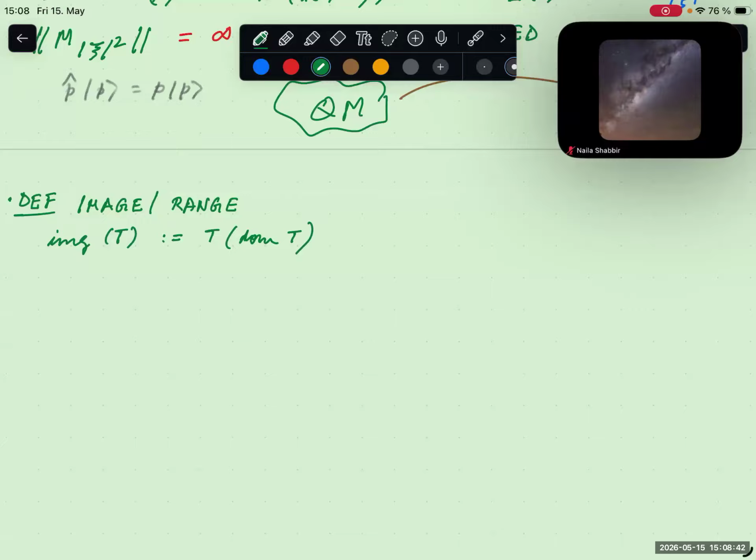And this is the same as if we write in a set theoretic way, TU such that U is in the domain of T.